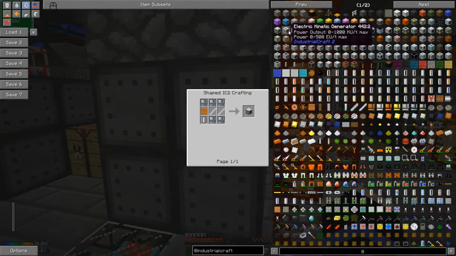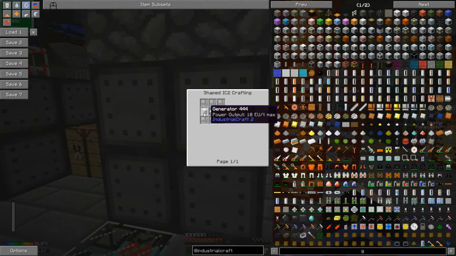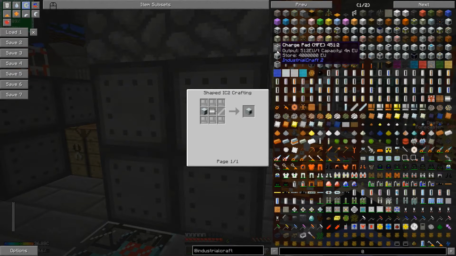We're also going to want an electric kinetic generator. This one, which is pretty simple. It's a regular generator and an iron item casing. We are also going to want a condenser, which is not that. It's not that. I wonder where the condenser is hiding.